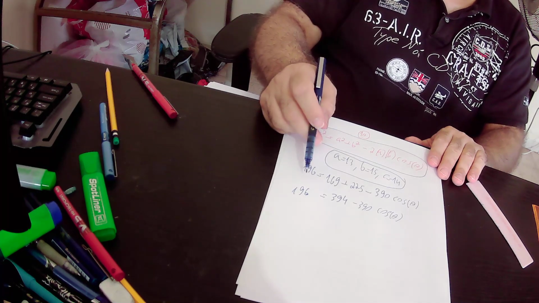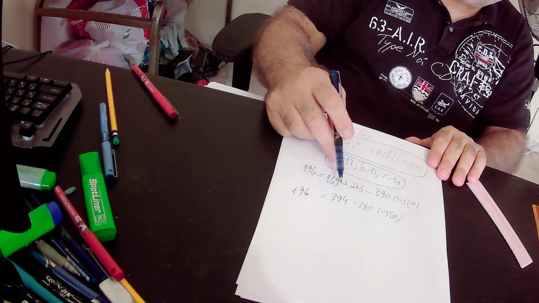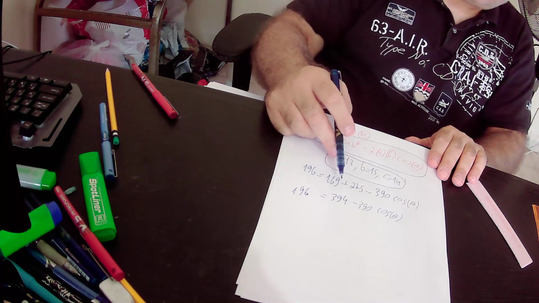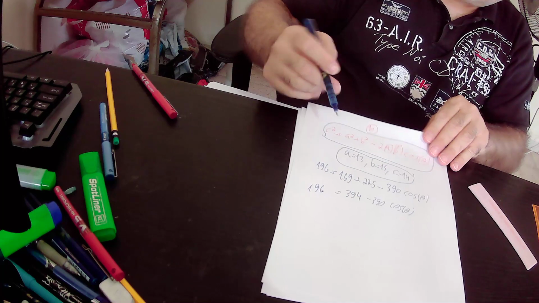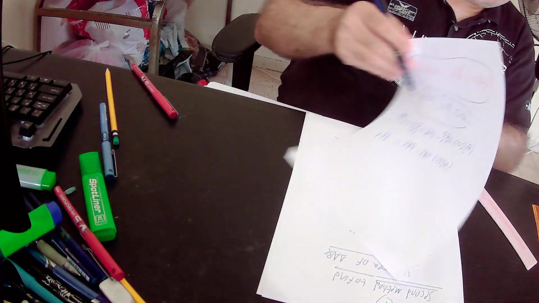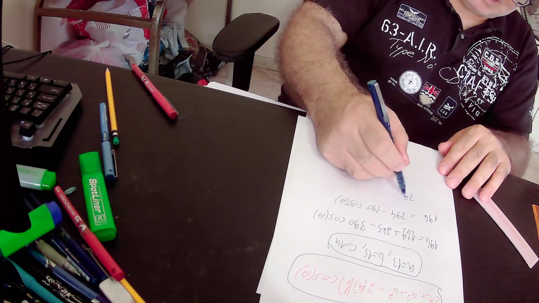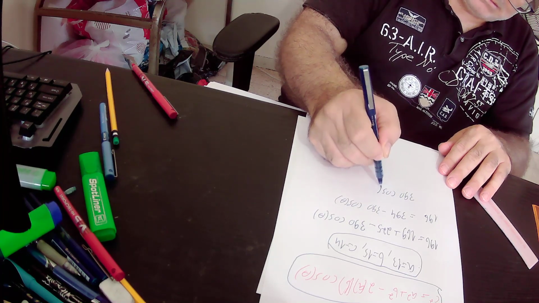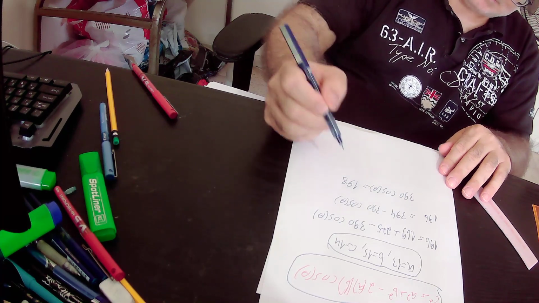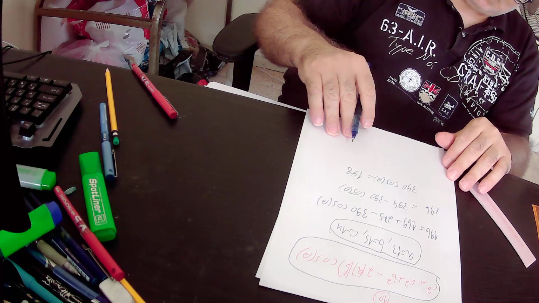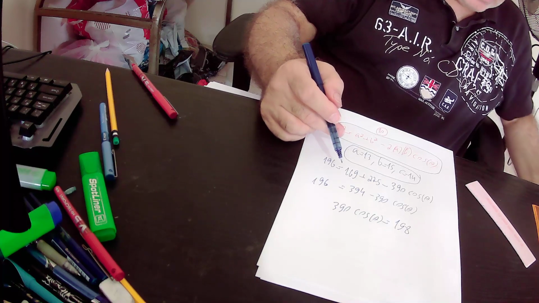So here we will subtract 196 from this equality, and we will add 390 cosine theta to this equality, and we will get that 390 cosine theta equals 198. Okay, 390 cosine theta equals 198.